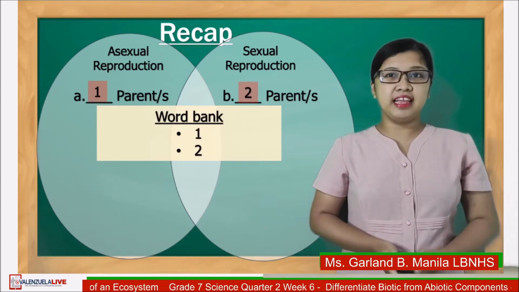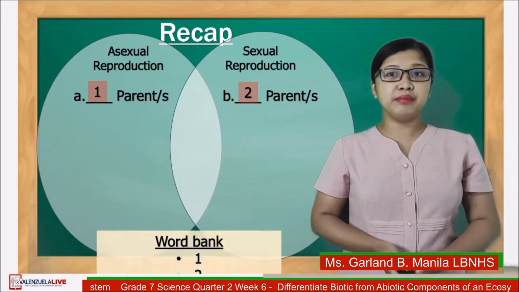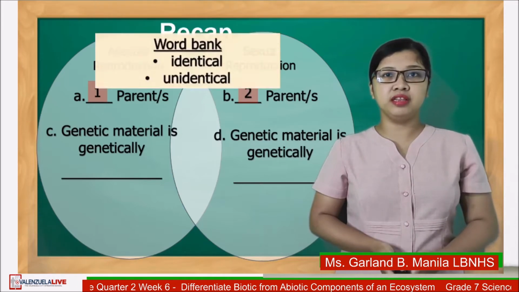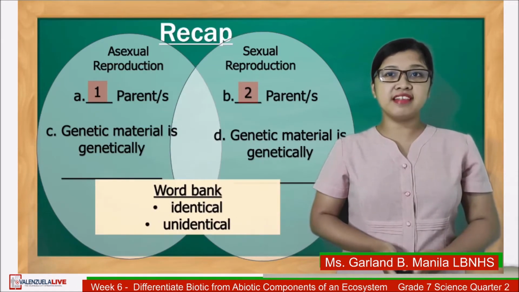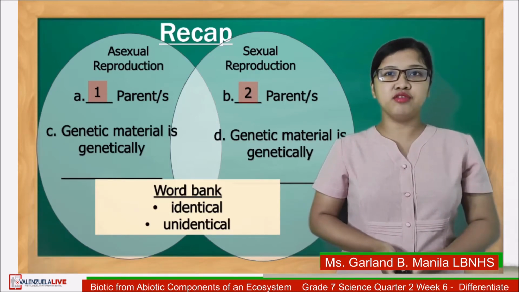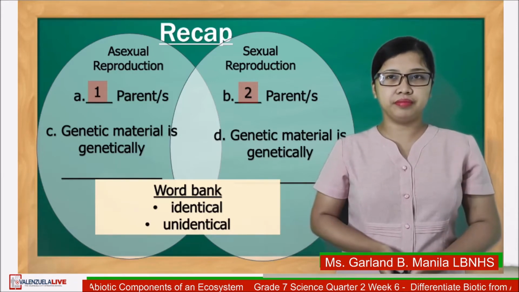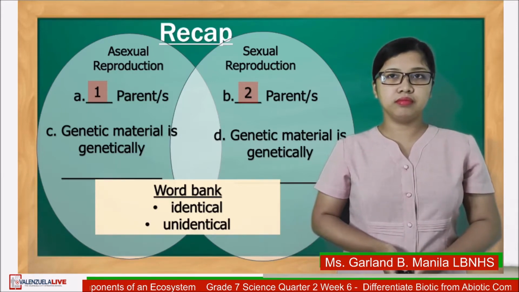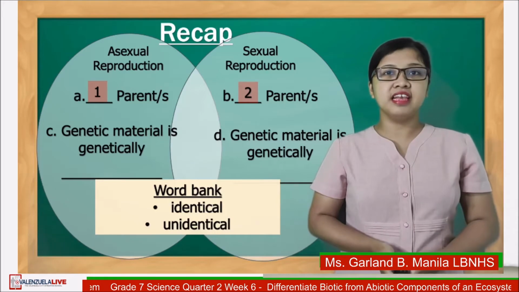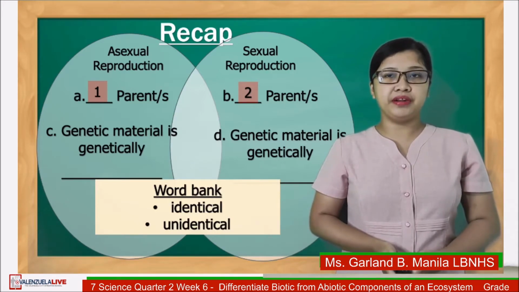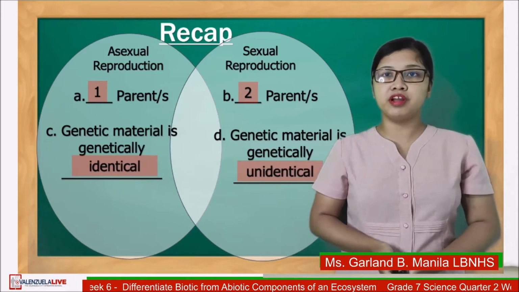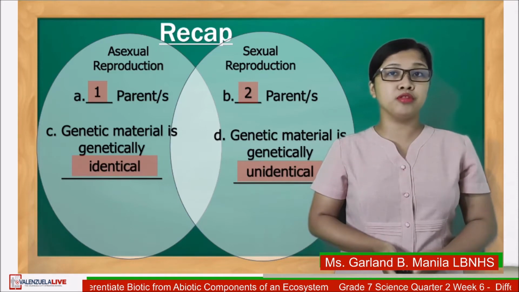Let's proceed to statement letters C and D, this time in terms of offspring in reproduction. Between asexual and sexual, which one has identical and non-identical genetic material? 5 seconds to type your answer in the comment section. Great! The answer is that asexual is genetically identical to the parent. For sexual, it is non-identical because offspring in sexual reproduction is a mix of genetic materials from both parents.